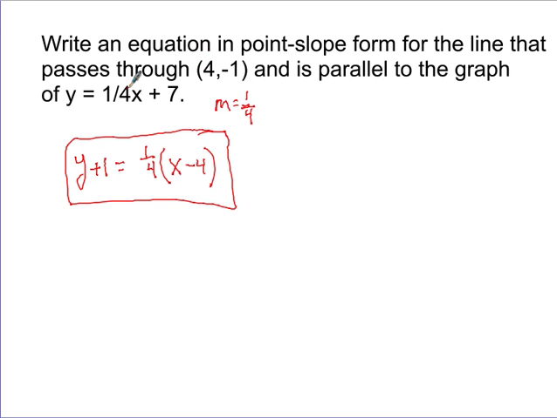So the key to working with parallel lines is just identify that slope and then use the things that we already know about writing equations in whatever form they ask for, whether it's point slope form or slope intercept or standard form. Any of those are possible things they'll ask for in your assignment. You just got to identify the slope and write the equation as we've been doing already.